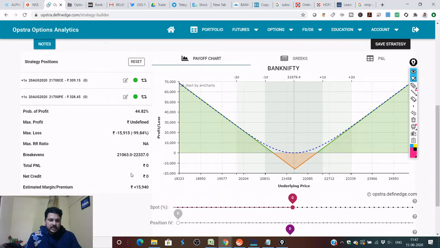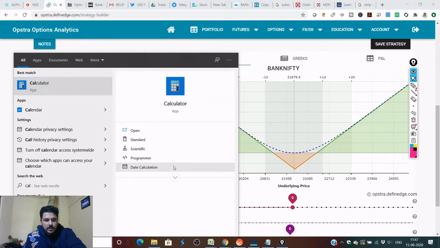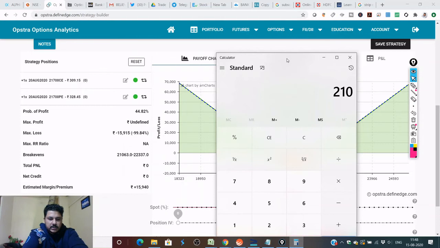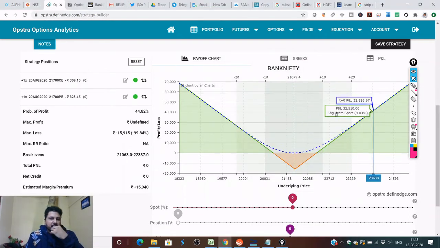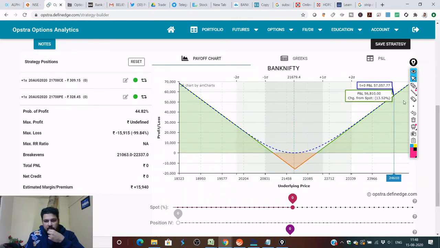So what is the range we have here? We have a range of about 21063 minus 22337. So it's a range of about 1200 points. So usually weekly range is about 1500 points. So even if the whole week passes, if the bank nifty doesn't move anywhere, then it's a problem. You will end up in this loss, and the loss will be in the range of 15,000 rupees.